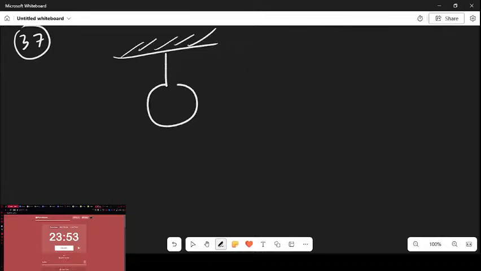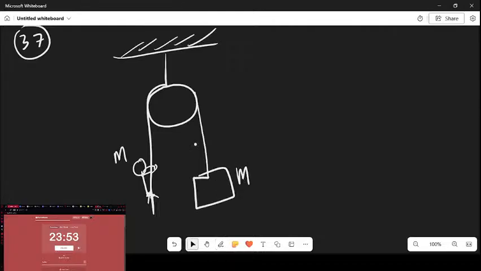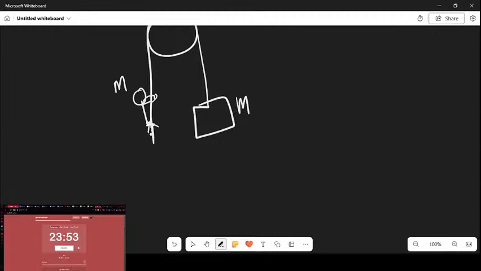So the system is like this in the 37th question. This is the pulley and this is the rope. There is a monkey having mass M, and this is M, block of a mass M. Whatever force that a monkey exerts on the rope. Yeah, this is the monkey, and both are the same mass.